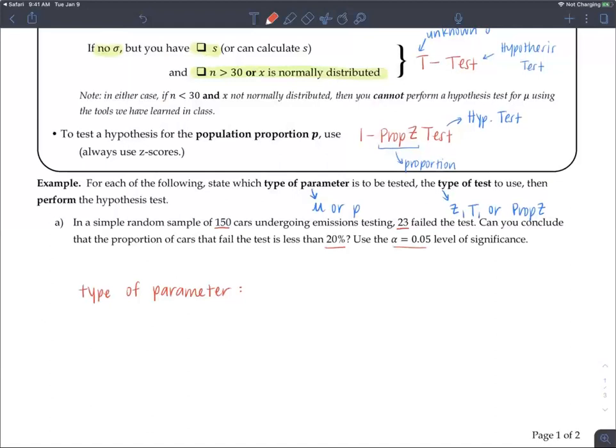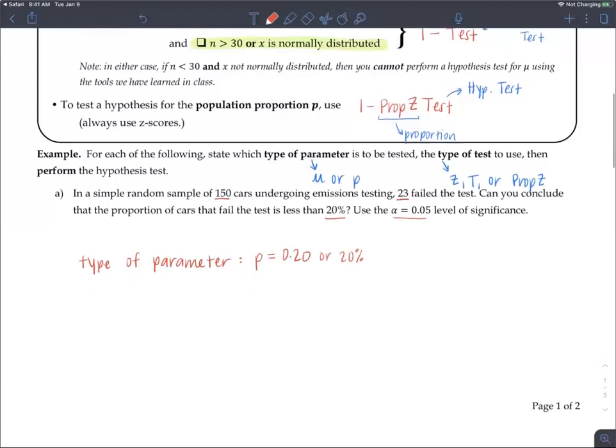P. Yeah, it's going to be p. And what is the value of p for this example? 20. Yeah, so it's either 20% or 0.20, right? So either one is fine, but when you put it into your calculator, make sure you're putting 0.2, not 20. But yeah, so that's the first part.